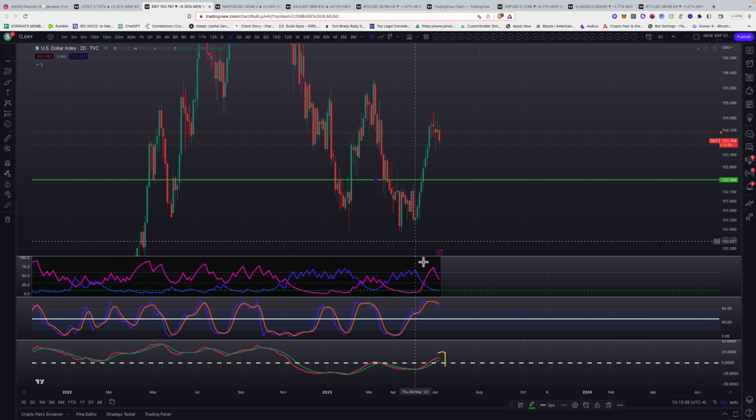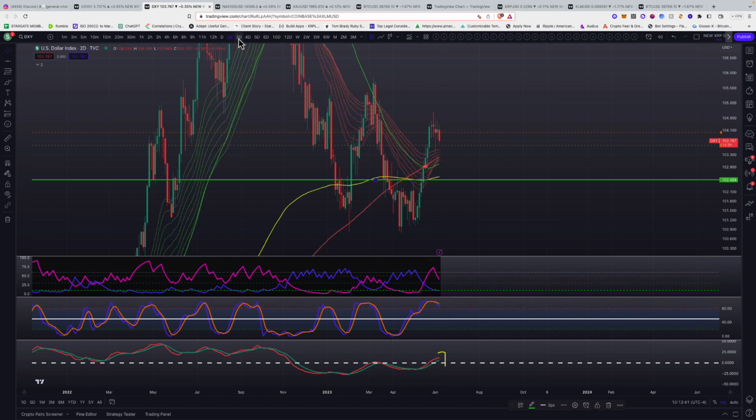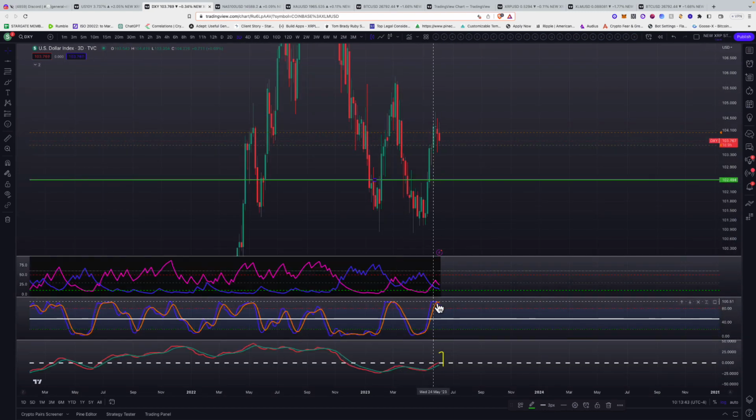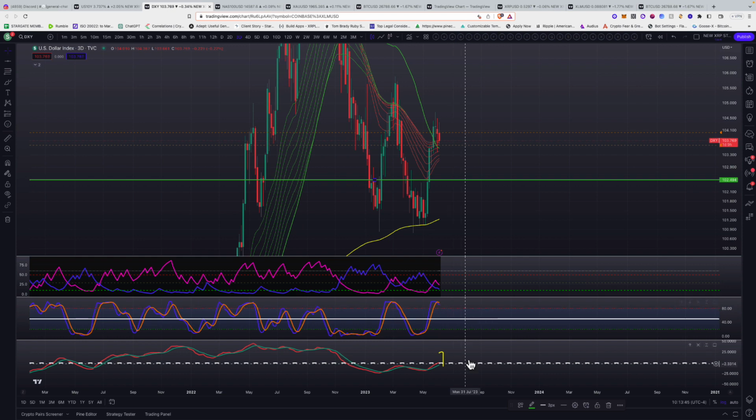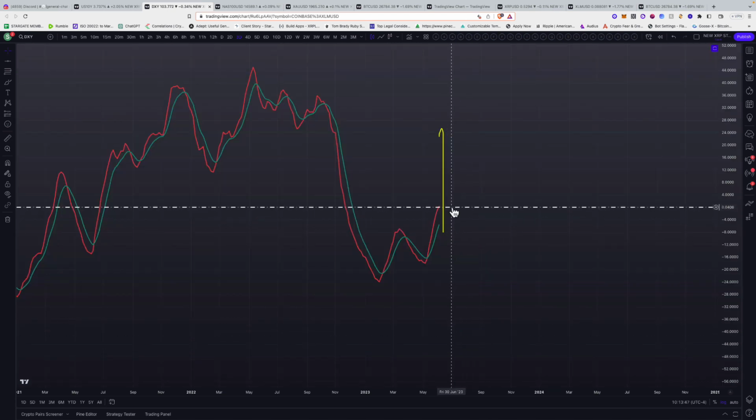If we look at the 2-day chart, we're starting to see the stock RSI roll over. If we go to the 3-day, we just got across, but we need to cross down below the 80 line. And right now we're flirting with the zero line on the TSI. So we want to get rejected here.